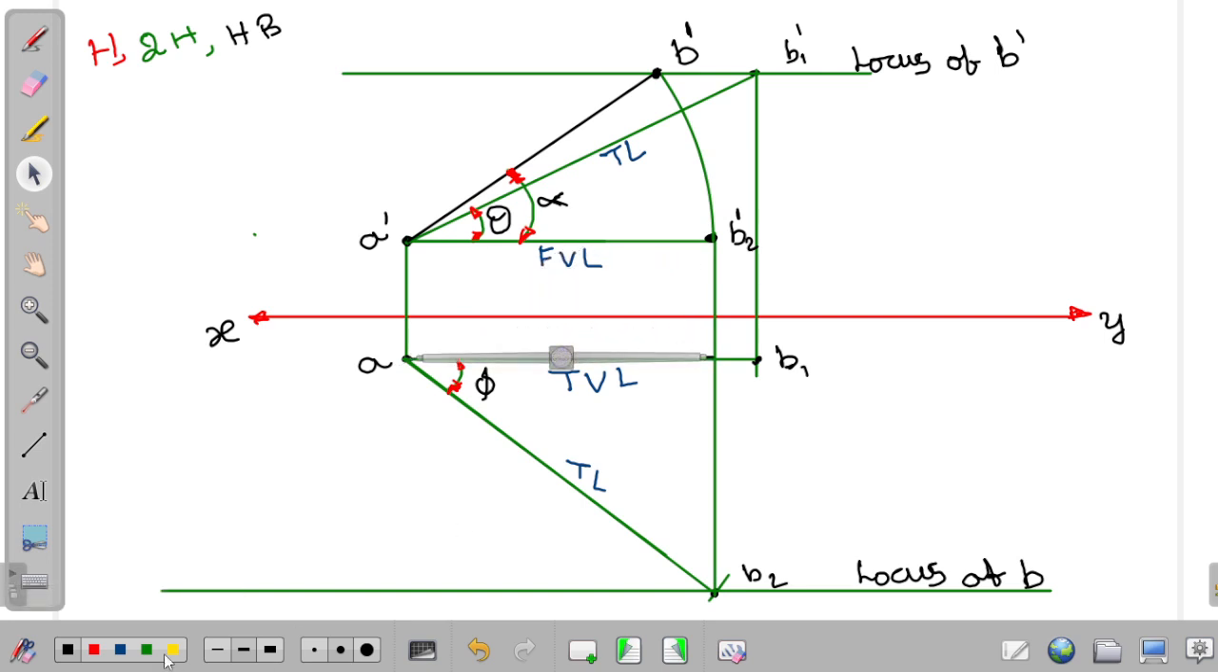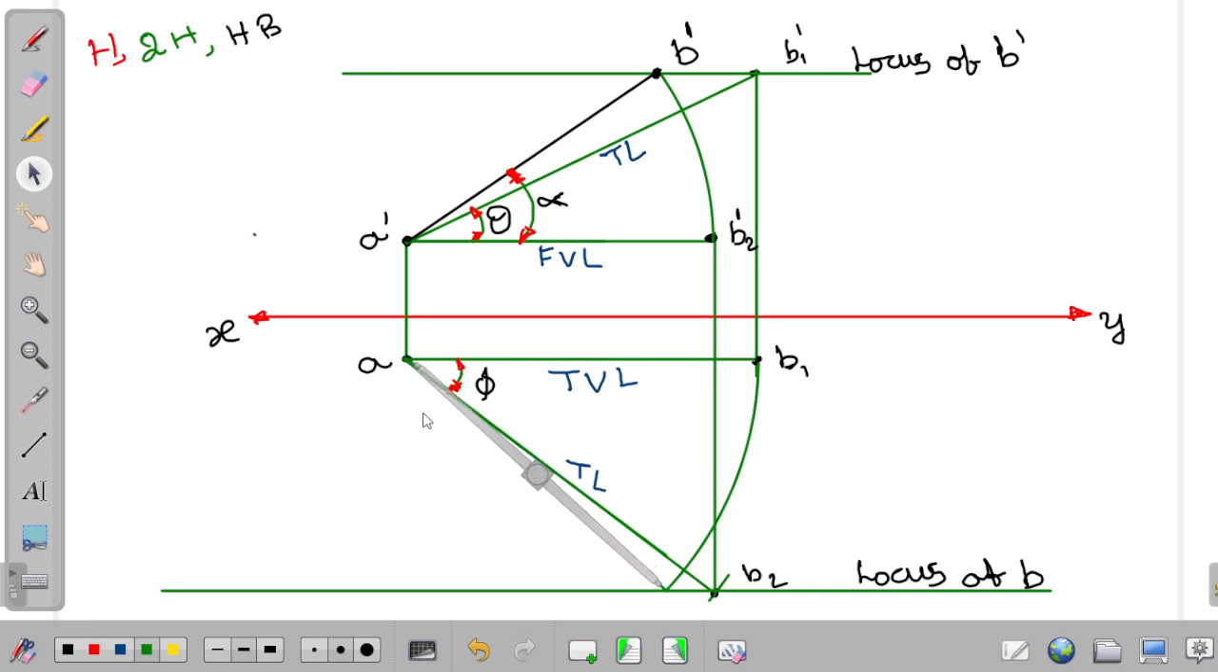I hope a few people may get this answer. Take AB1 as radius, A as center, and draw the arc up to the locus of B. Am I right or not? Yes, sir, it is correct. I won't say it is wrong.